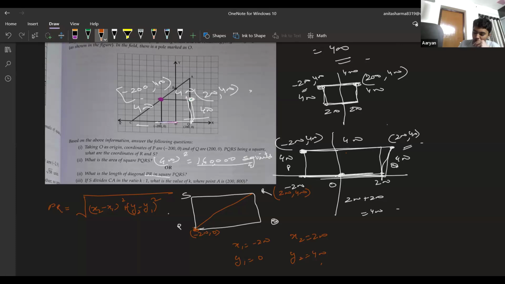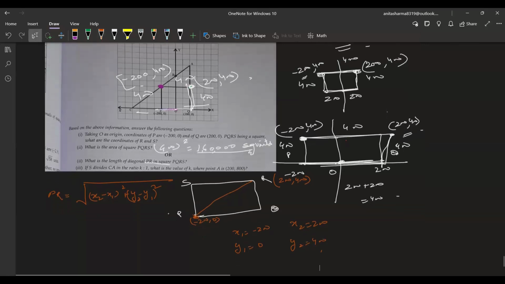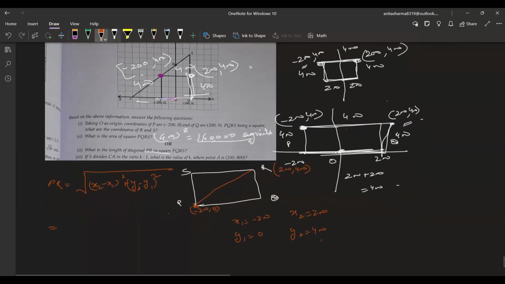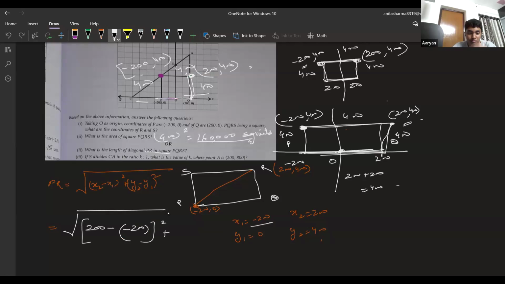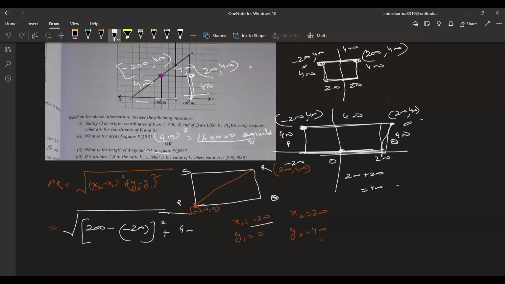Ma'am, 20 root 401. Okay, let's check, beta. Now, the value of x2 is 200. 200 minus, the value of x1 is minus 200, right, beta? Yes, ma'am. Plus y2 is 400 minus 0 whole square. Clear, children? So minus minus plus, 400 square plus 400 square.